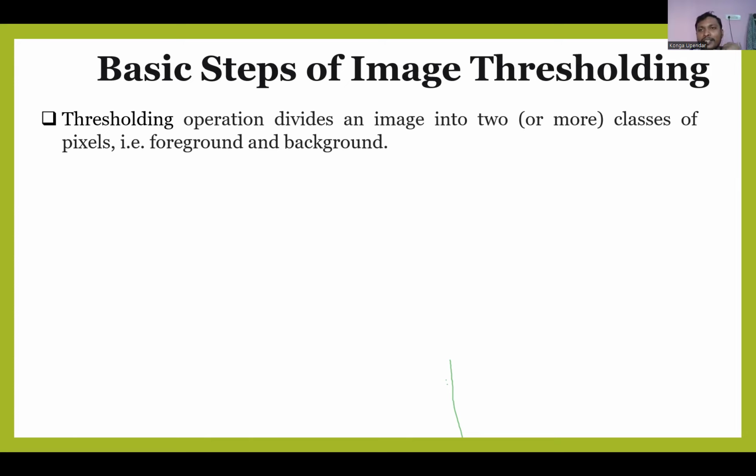We all know what thresholding means. If you want to classify persons based on height, maybe tall or short, maybe a height of more than 150 centimeters is a tall person, and less than 150 centimeters we call a short person. So there is some threshold value, an optimum value, so that we can categorize them. Similarly, in image processing, a thresholding operation divides an image into two or more classes of pixels, foreground and background pixels. So how to do that, I will tell you.